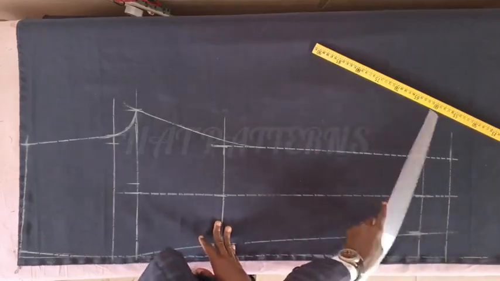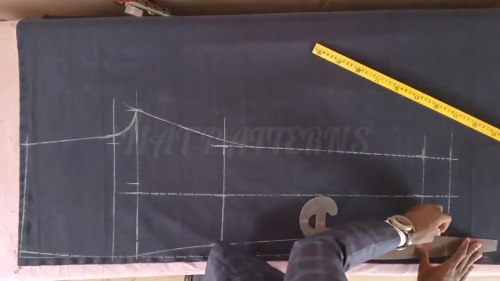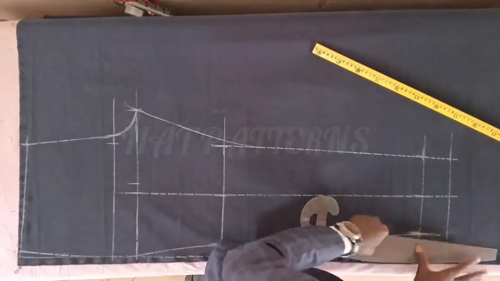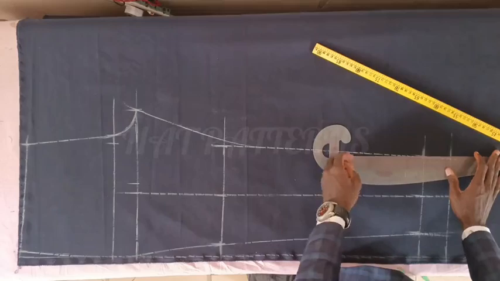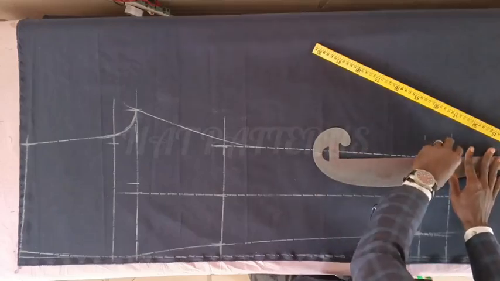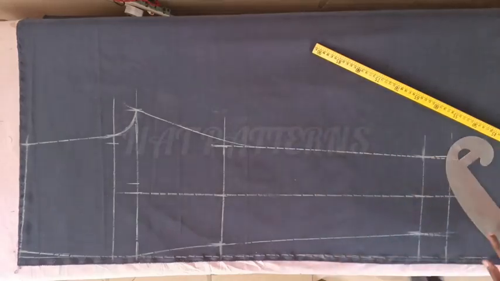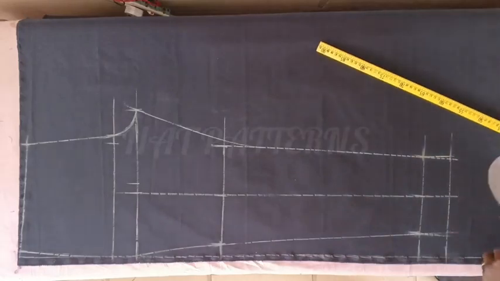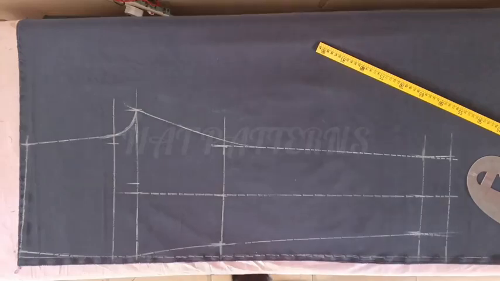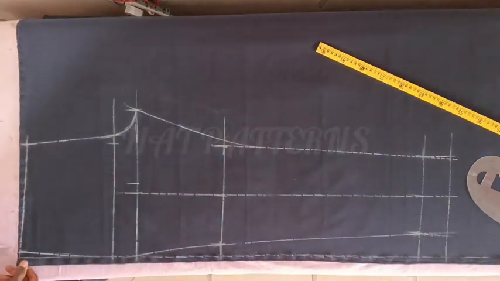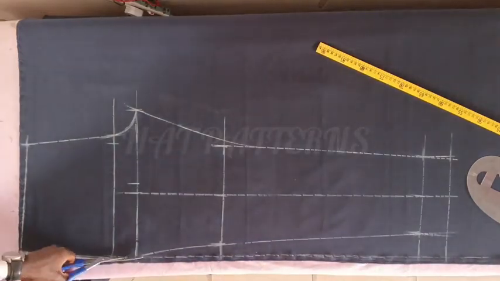Down here I'm going to flare it out a little so that I won't have issues when hemming the trouser. So the next thing, guys, without wasting time, we are going to cut this front piece out, and then we'll use it to get our back piece.